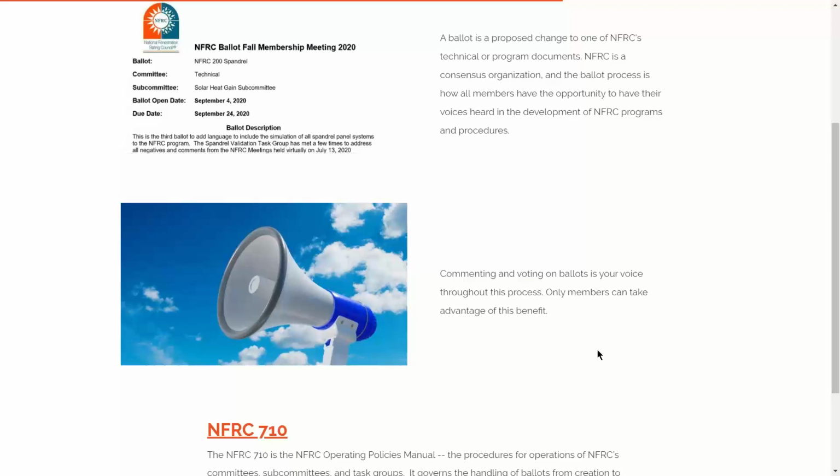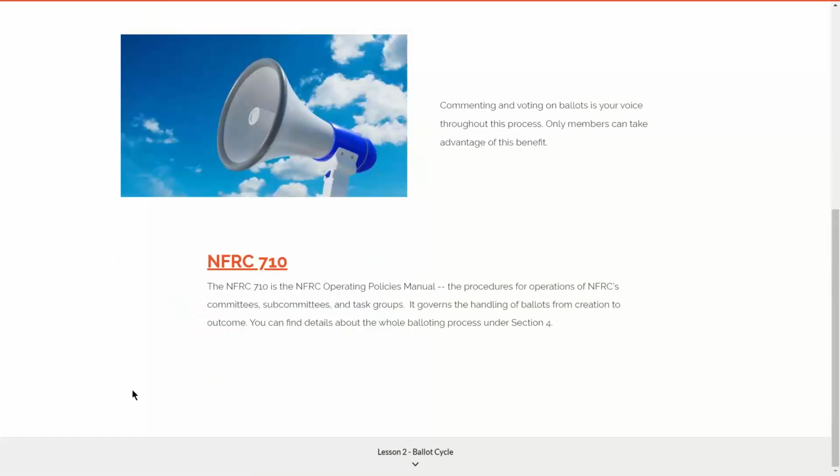As I said, NFRC has technical documents and program documents on how to rate, test, or label products. We also have a governing document on NFRC operations, such as handling of ballots from creation to the outcome, and this is located in Section 4 of the NFRC 710. So if you have any confusion after this presentation, this document will be available for you. Please download it, and to help refresh yourself on how to handle ballots, look at the 710.